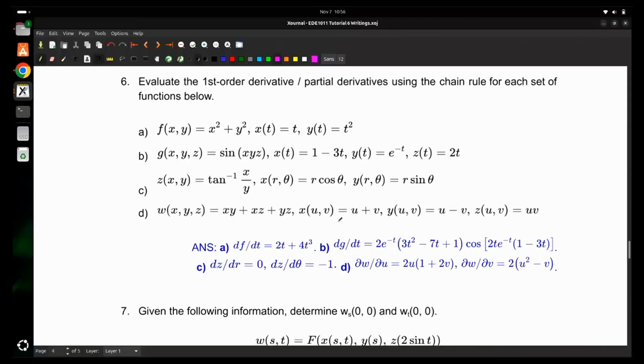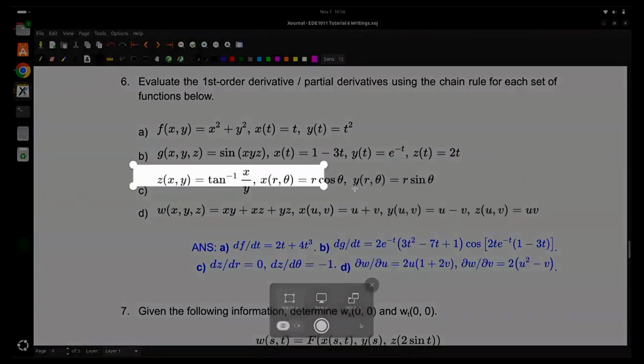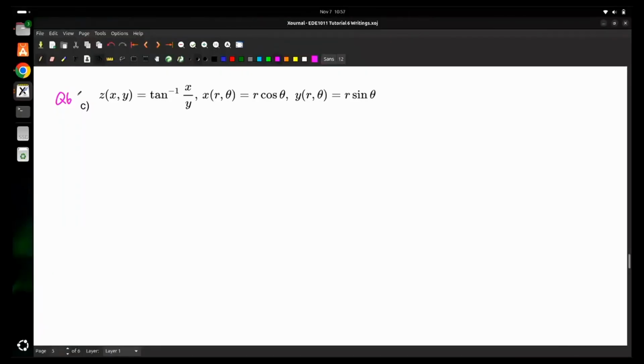Okay. So requested for 6C. We have a z that is a function of x, y, and then x and y are both functions of r and theta. This is like your polar coordinates that we have gone through yesterday. Nothing much, just trigonometry. X is the adjacent, y is the opposite. Then obviously z is like trying to find some angle, for example, because you do tangent inverse, okay?